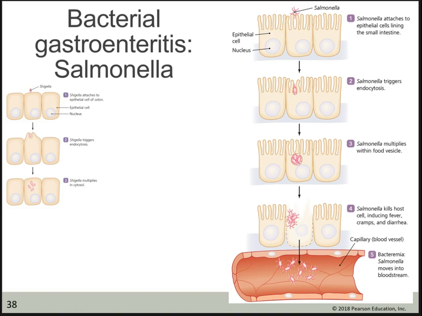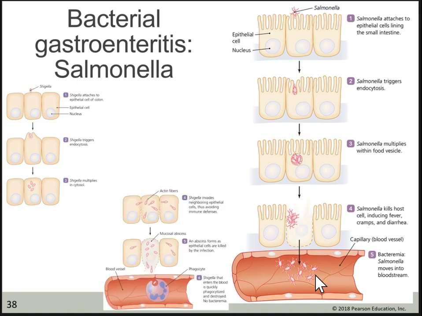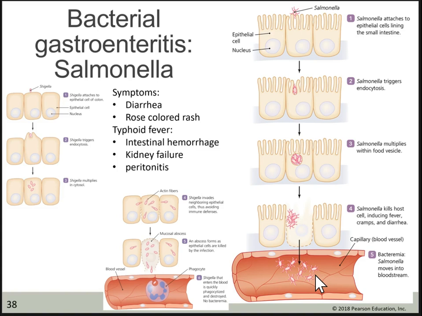Salmonella also kills the host cell, inducing fever, cramps, and diarrhea, and then can get into the blood. Now, unlike Shigella, which was killed by phagocytes, Salmonella is able to spread in the blood and cause septicemia. So there's another big difference. Salmonella causes diarrhea and a rose-colored rash because it can get into the blood and weaken the blood vessels to cause that rash. It can also cause typhoid fever if you have the right strain, which causes intestinal hemorrhaging, kidney failure, and peritonitis.